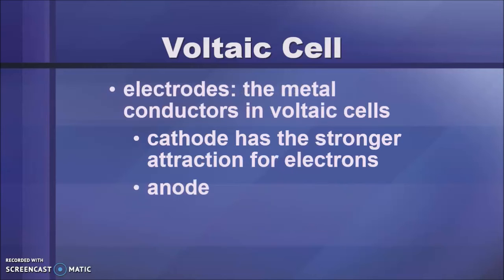Now, electrodes are the metal conductors in the voltaic cell. A cathode has a stronger attraction for the electrons, and the anode is the exact opposite. That is another electrode, but it is the one that has less strong attraction for the electron. So when we talked about Luigi Galvani conducting it, and figuring out that different metals have different effects, he figured out that one is what we call a cathode and the other is called the anode.